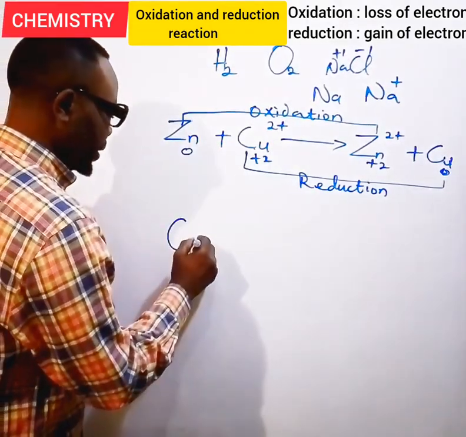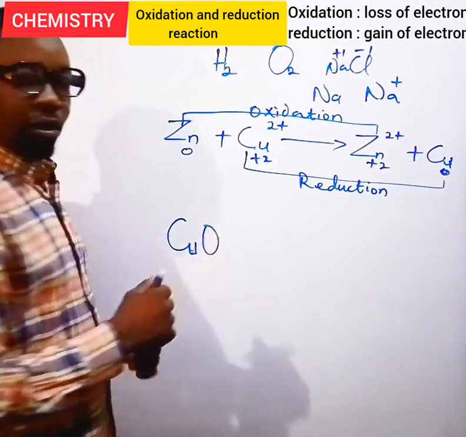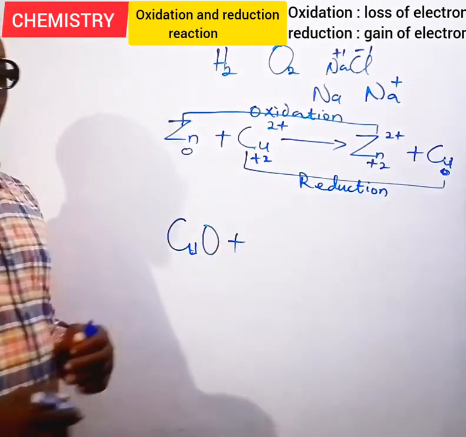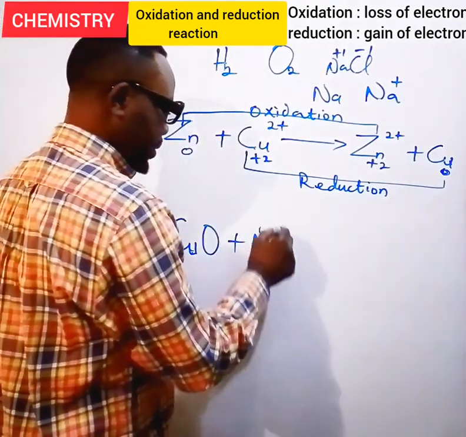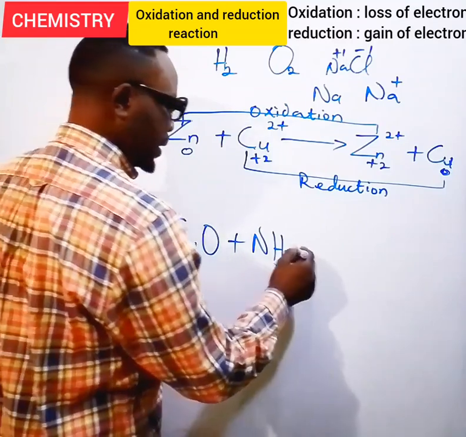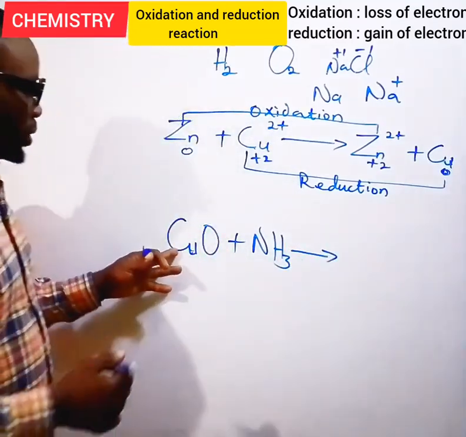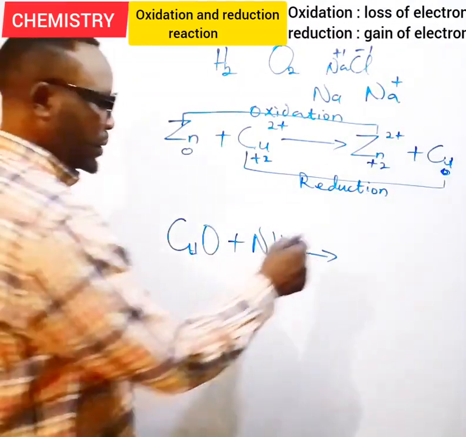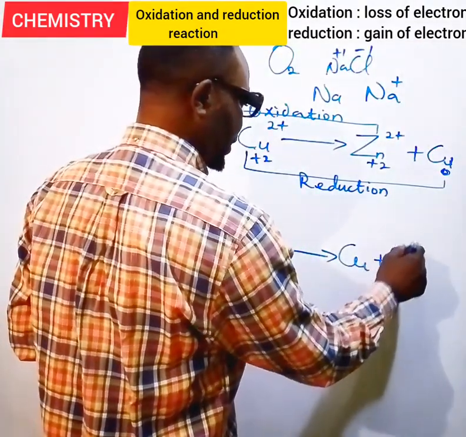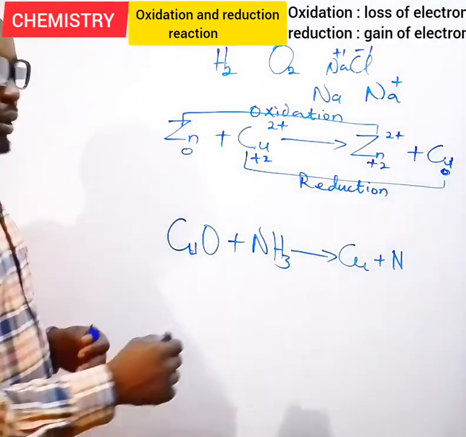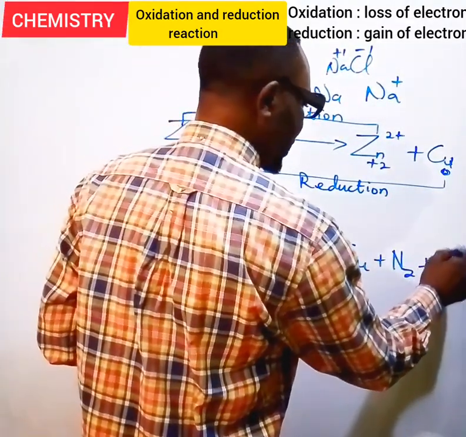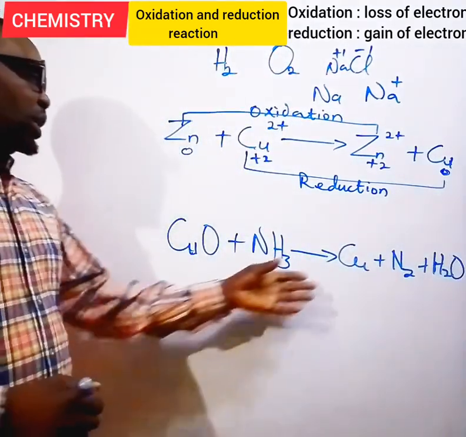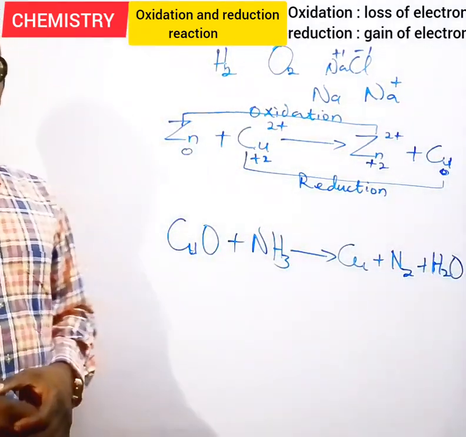Now, another example I'm going to show to you here. We have copper 2 oxide, yes, this is copper 2 oxide reacting with ammonia. This is the reactant side. So what will we have at the product? We are going to have copper standing alone, plus hydronitrogen, plus water. That is what we are going to have at the product side there.